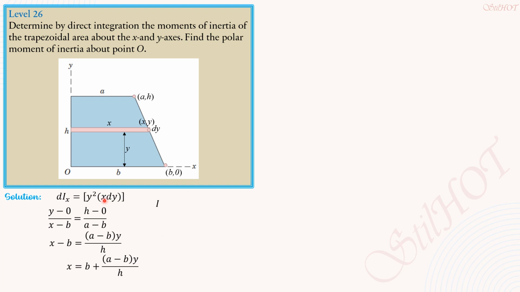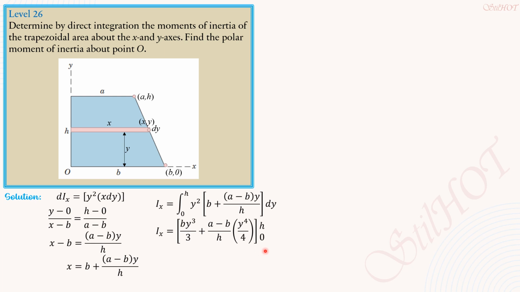We substitute it here. So the Ix therefore is integral from 0 to h of y squared times quantity b plus a minus b y over h, dy. So we can evaluate the integral because this is constant, we have b y squared plus a minus b over h, constant, times y cubed. So the integral is b y cubed over 3 plus a minus b over h times y to the fourth over 4. Then limits from 0 to h.